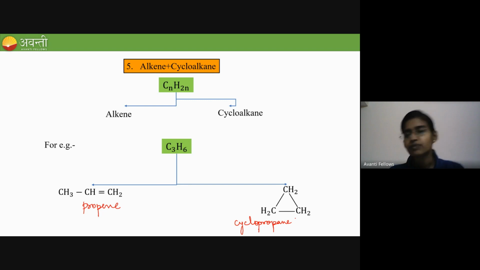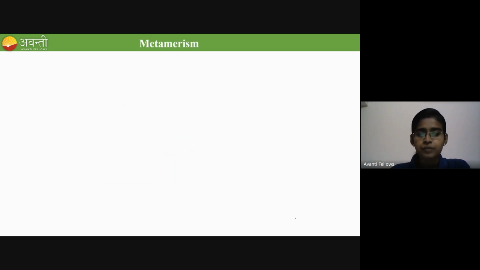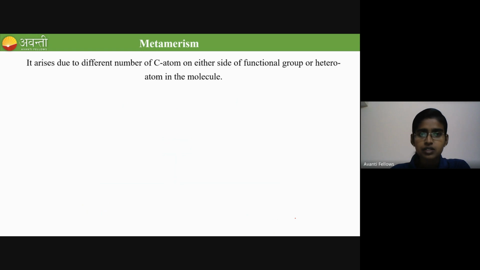So what have we completed so far? We have completed chain, positional, functional. So the last isomerism under structural is metamerism. The fourth isomerism is metamerism. So what is metamerism? It arises due to the different number of carbon atoms on either side of the functional group or heteroatom in the molecule. So what is meant by hetero? Hetero means different. So between or adjacent to the heteroatom, we are going to have different numbers of carbon atoms. Got it? I'll show you an example so that it will be very clear for you.